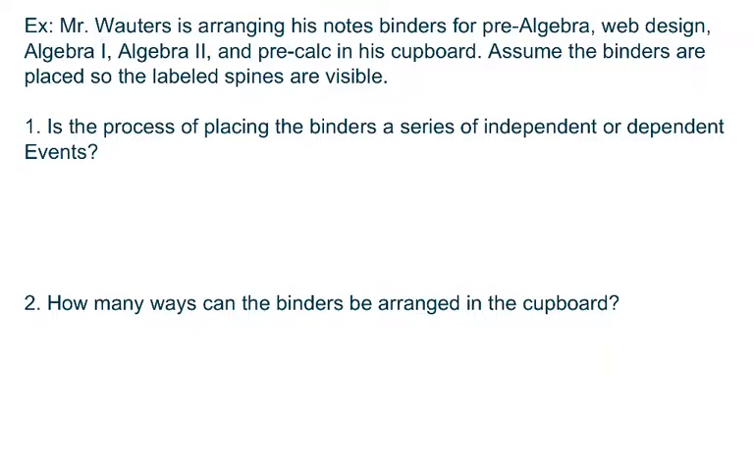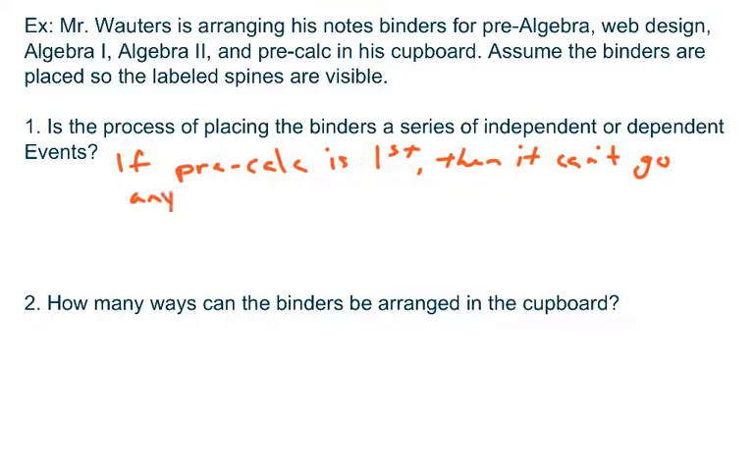So number 1, is the process of placing the binders a series of independent or dependent events? I'm going to argue that in this case, this is dependent events, and let me explain why. Let's say if pre-calc is placed first, then it can't be placed anywhere else. So my options for my second binder depend on what I used for my first binder. So if the second choice is dependent upon the first, then the set of events are dependent. So this is a dependent event situation.